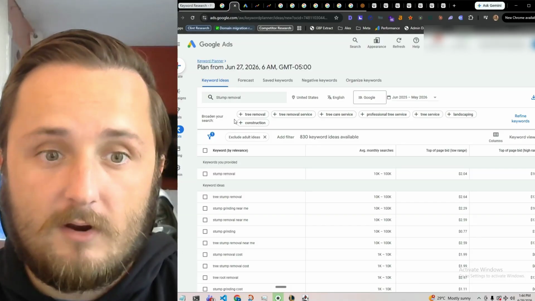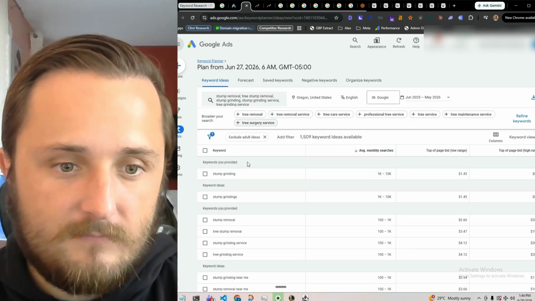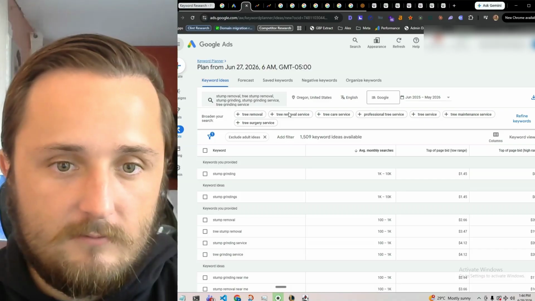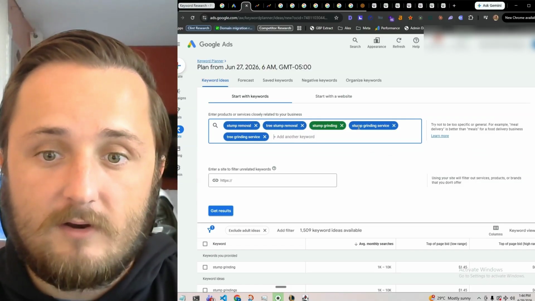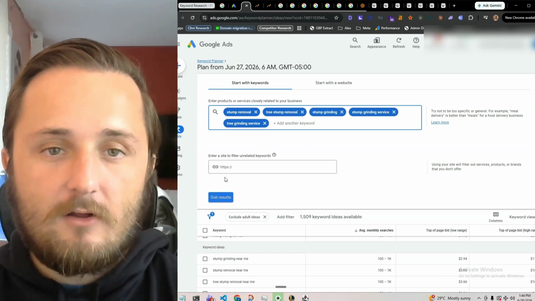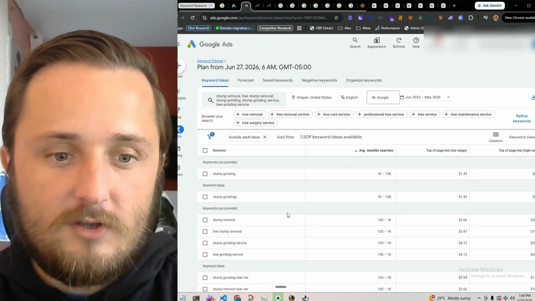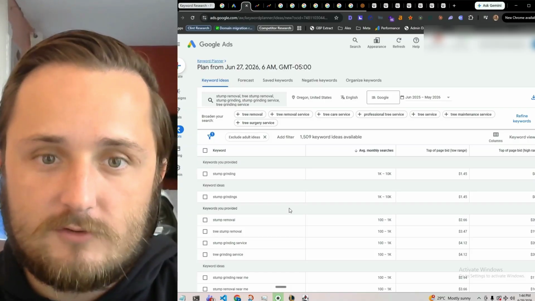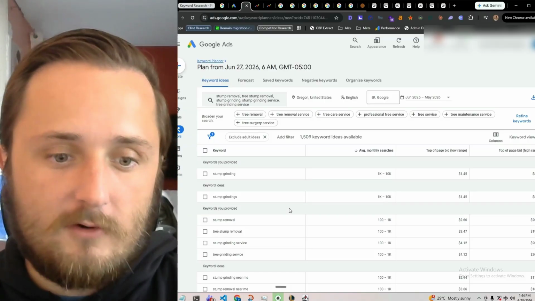You can include additional terms to broaden your search. I've already done that on this page. I've included stump removal, tree stump removal, stump grinding service, and tree grinding service. By adding all these additional terms, we get a broader search of the keywords that people are searching for, so we have a better idea of what keyword we want to target.